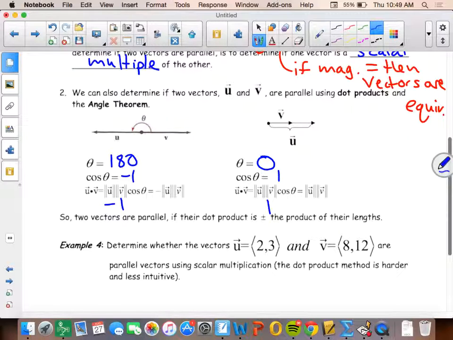So again, if two vectors are parallel, then their dot product is equal to the product of their lengths, or -1 times the product of their lengths. Sorry, I just misspoke. It's not equal to -1, it's equal to -1 times the product of their lengths. Okay, so this has to do with that formula we found originally. So if the dot product is equal to the product of their lengths, or if it's -1 times the product of their lengths, then the two vectors are parallel.